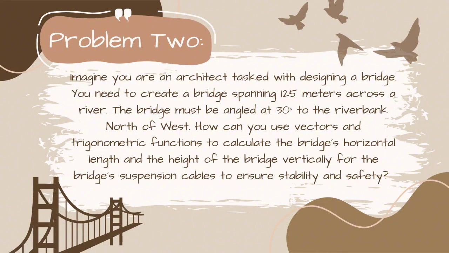Now, I want you to solve problem 2. Our problem 2 is: Imagine you are an architect. You are tasked with designing a bridge. You will need to create a bridge spanning 125 meters across a river. The bridge must be angled at 30 degrees to the riverbank north of west. How can you use vectors and trigonometric functions to calculate the bridge's horizontal length and the height of the bridge vertically for the bridge's suspension cables to ensure stability and safety?